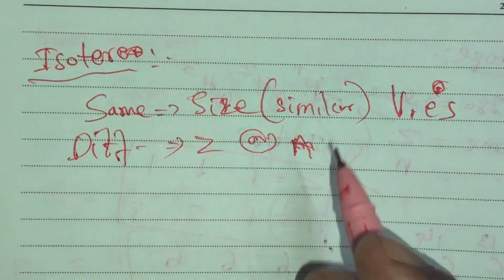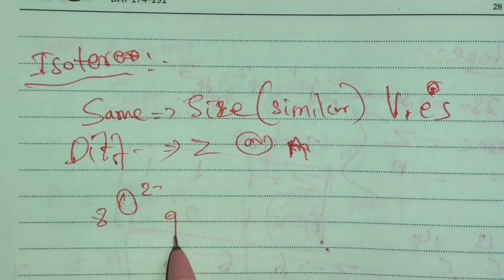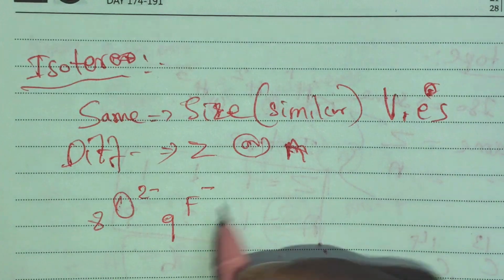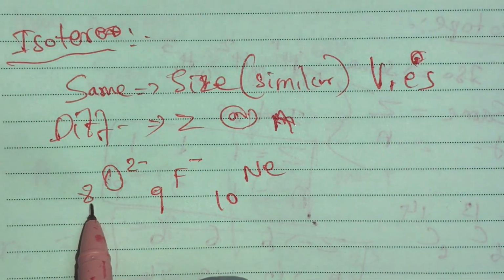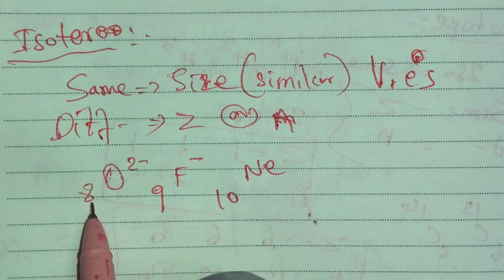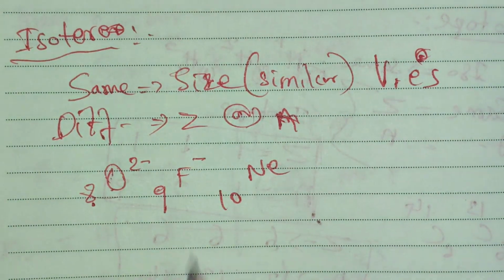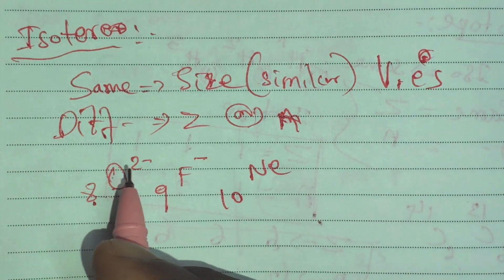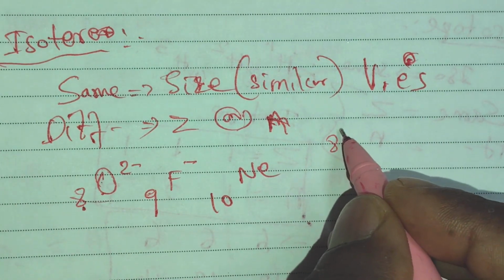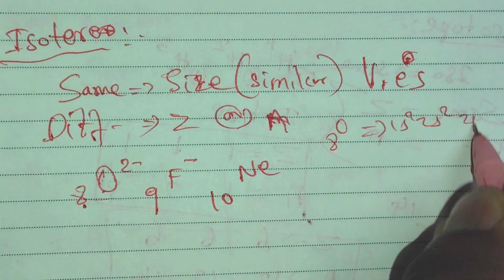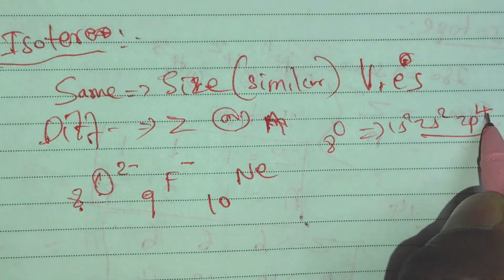For example, consider oxygen with atomic number 8 as O²⁻, fluorine with atomic number 9 as F⁻, and neon with atomic number 10. For the valence shell, the p orbital has 6 electrons and the s orbital has 2 electrons, so that is 6 plus 2. For oxygen, the configuration is 1s2, 2s2, 2p4, so the valence shell has 2 plus 4, which is 6.